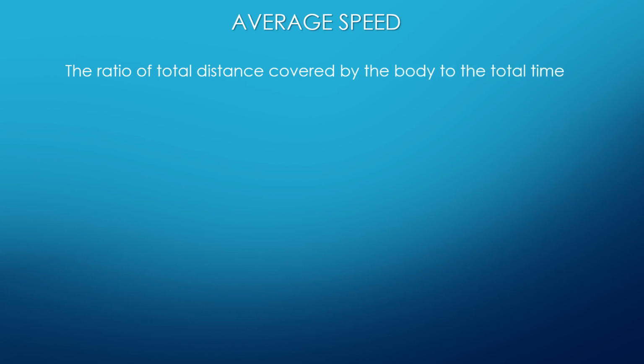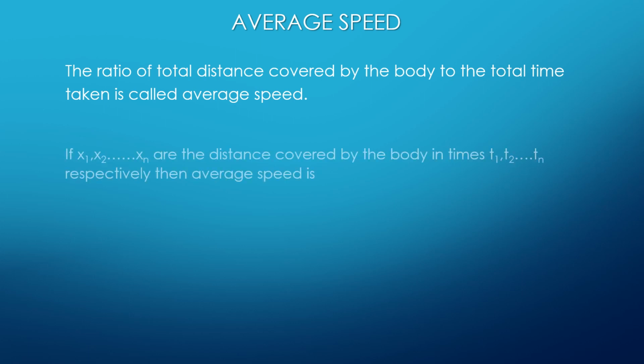Let's define the average speed. The ratio of total distance covered by the body to the total time taken is called average speed. If x1, x2 up to xn are the distance covered by the body in time t1, t2 up to tn respectively, then the average speed V average is equal to (x1 plus x2 up to xn) divided by (t1 plus t2 up to tn).